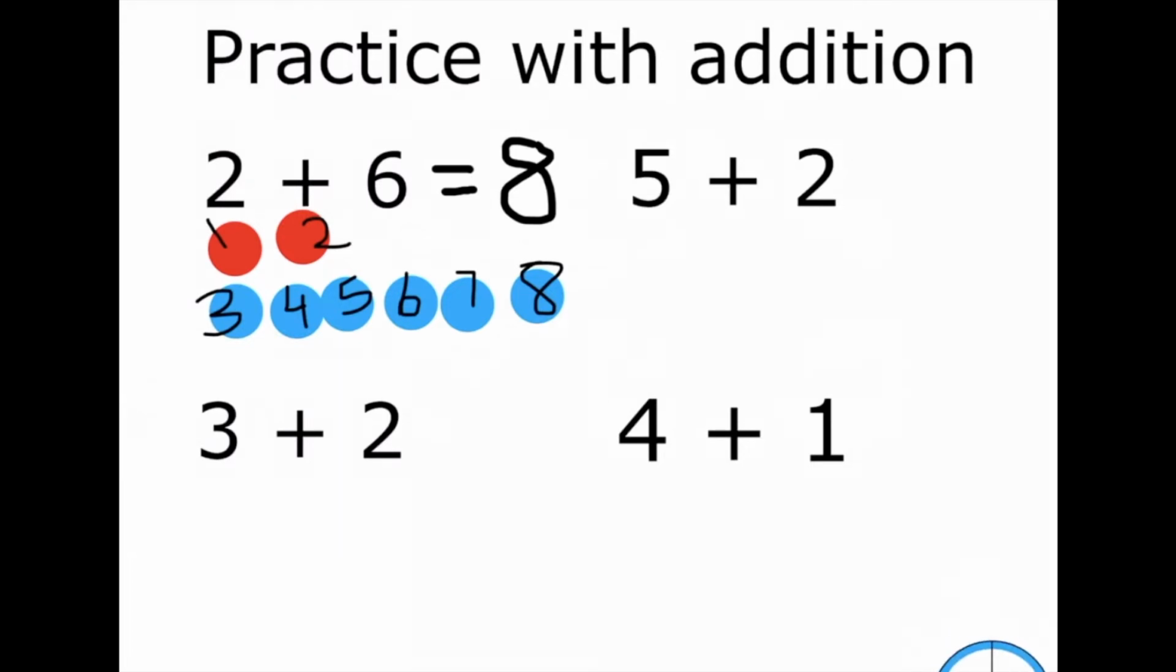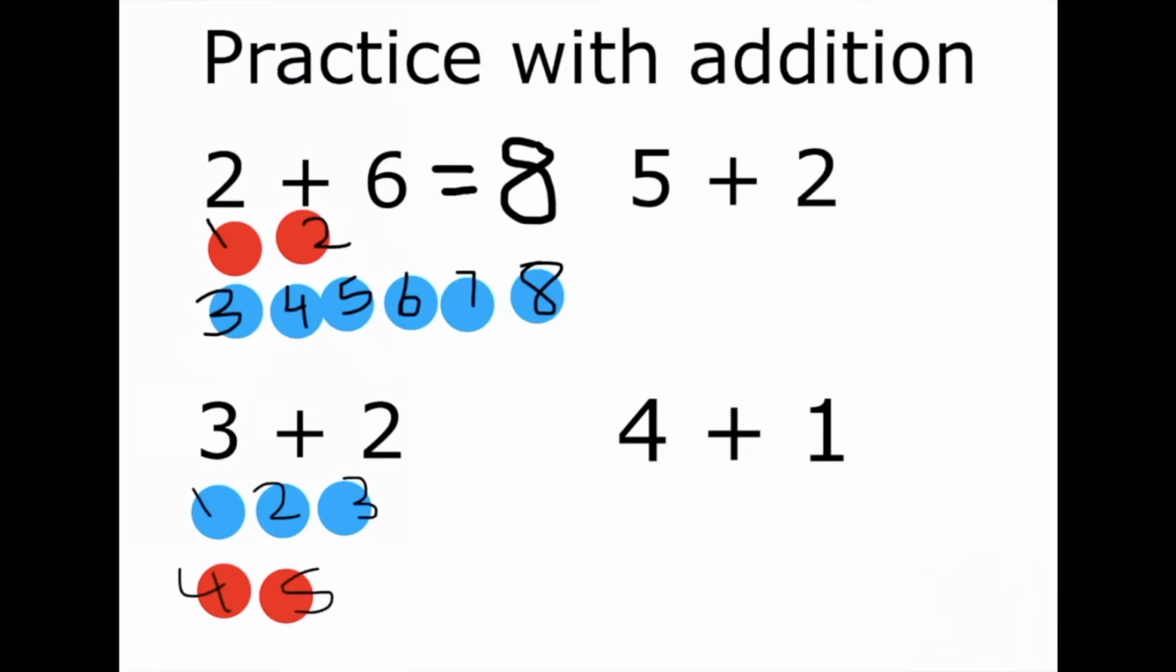Let's take a look at the next equation, 3 plus 2. We're drawing out 3 blue counters representing 3 and 2 red counters representing 2. Now we'll count the total values that we have here in this equation, 1, 2, 3, 4, 5. We've counted 3 plus 2, and since we have 5 counters, we know that 3 plus 2 is equal to 5.